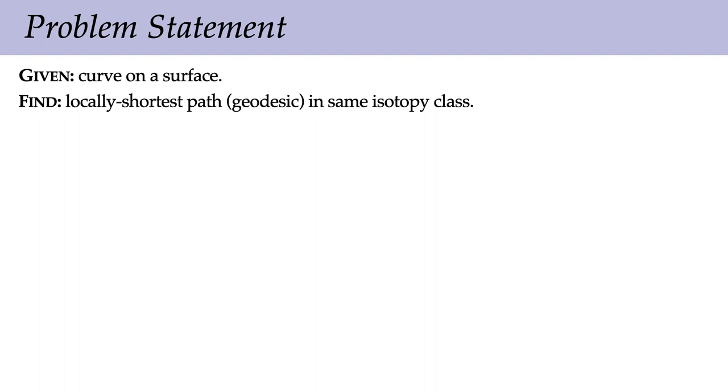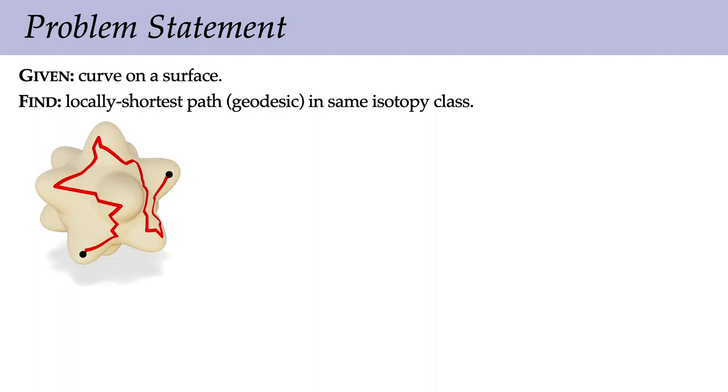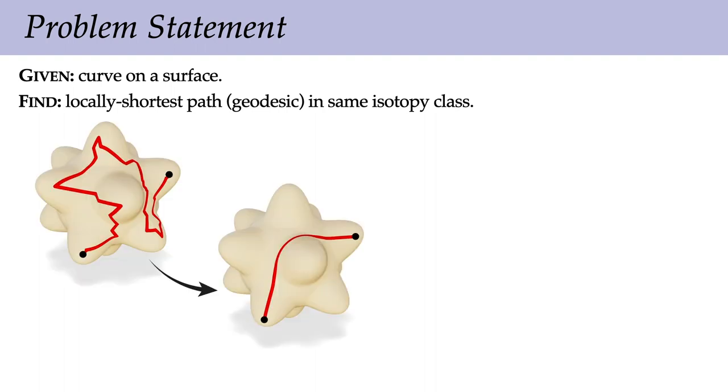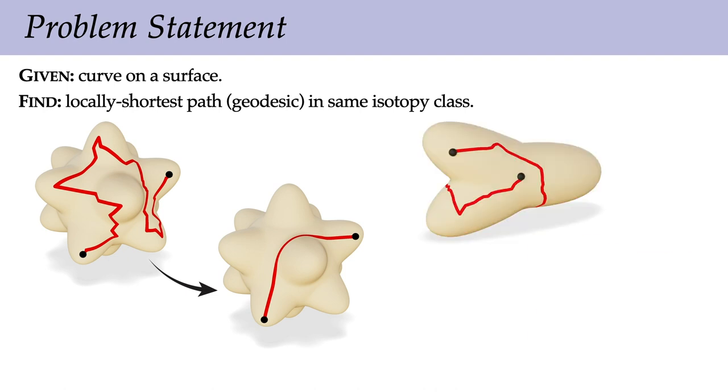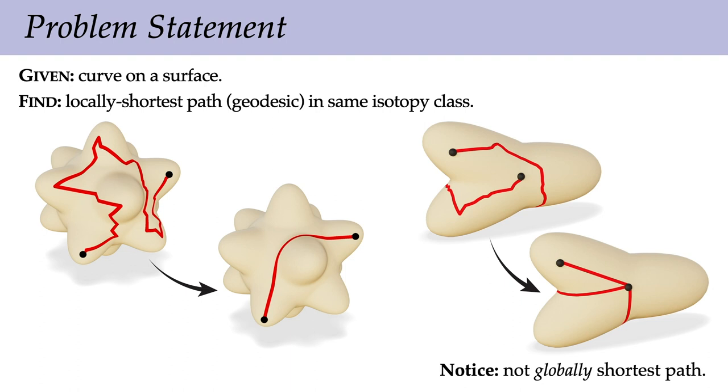So for instance here, we start with this path between the two marked points, and then we straighten it out to be a geodesic, which is like a straight line along the surface. In the second example, we do the same thing, but notice here that what we got out is clearly not the globally shortest curve between the two points, but rather it's the curve that we would get by straightening the initial one without tearing it or allowing it to pass over itself. And this is what we mean when we say in the same isotopy class.